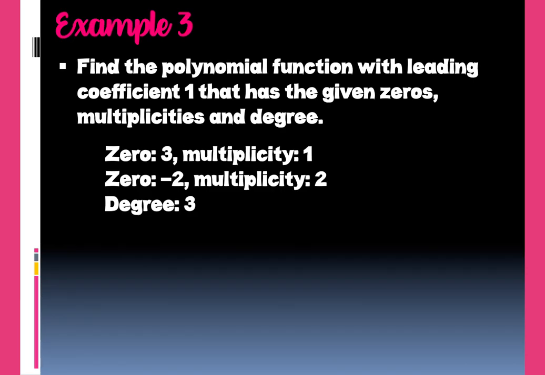All right, so now it says find the polynomial function with a leading coefficient of 1. What does that mean? What does a leading coefficient of 1 mean? Means that at the very end, my first thing should not have a number in front of it. So if it's x squared, it should just be x squared. If it's x to the third, it should just be x to the third.